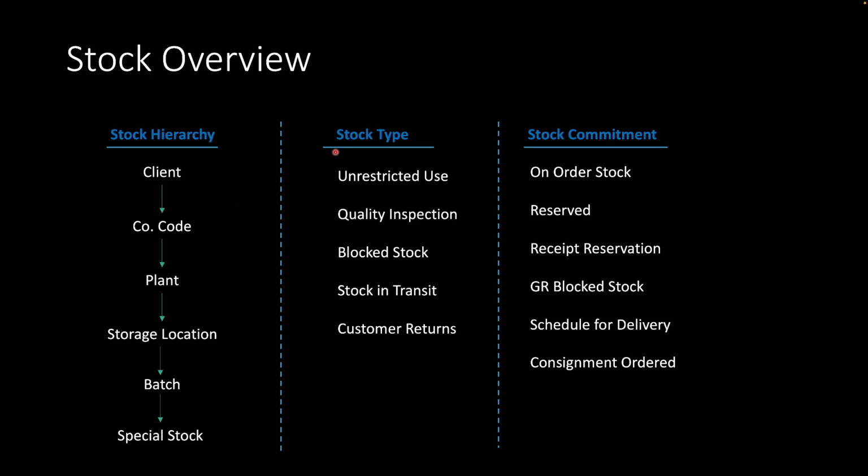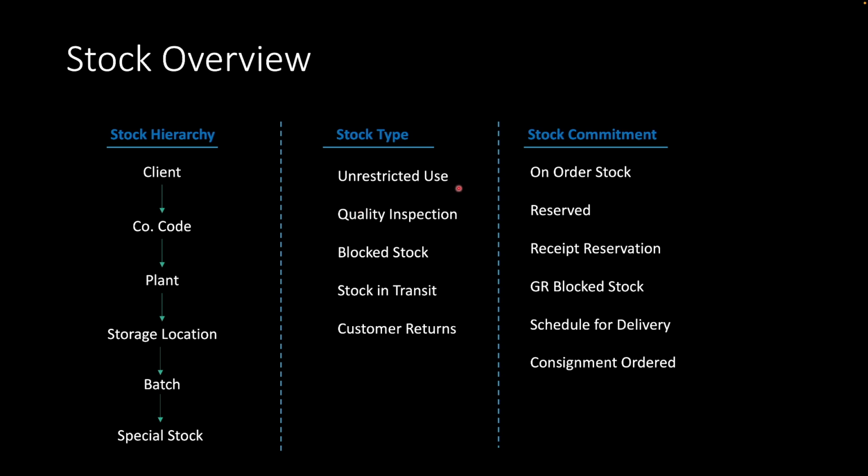Then you have something called a stock type. Stock type is to show what type of stock you are dealing with. You will have these levels, and at the applicable level, you may have any of these kinds of stocks. Some of the stock types that I have mentioned here, the most important is the unrestricted use stock.